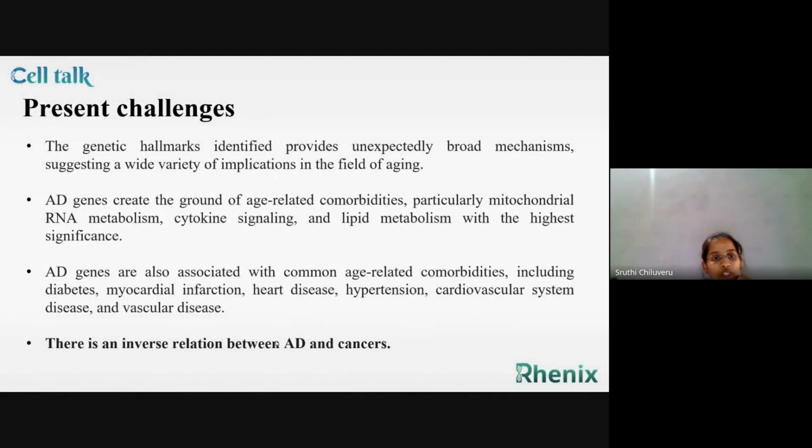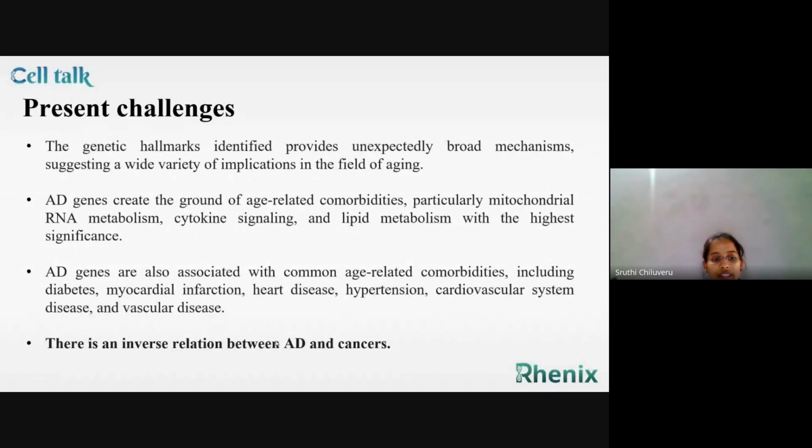When it comes to the present challenges, the genetic hallmarks identified provide unexpectedly broad mechanisms, suggesting a wide variety of implications in the field of aging. Alzheimer's disease genes create the ground for age-related comorbidities, particularly mitochondrial RNA metabolism, cytokine signaling, and lipid metabolism, with the highest significance.